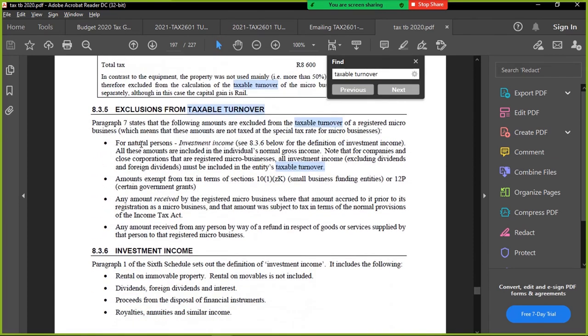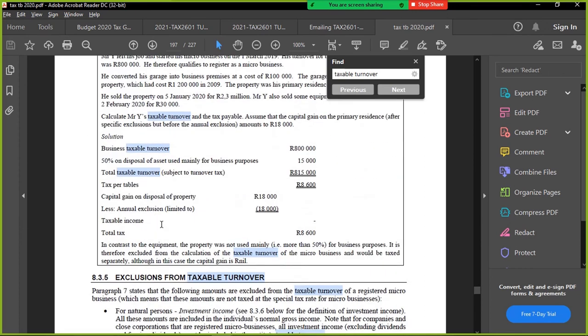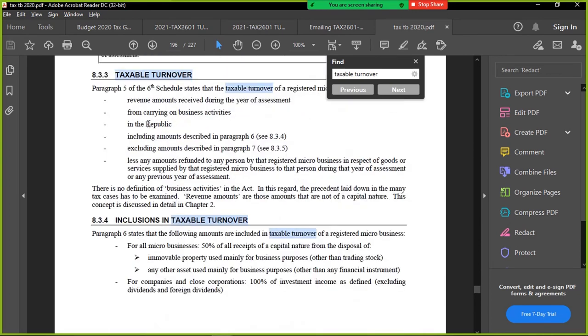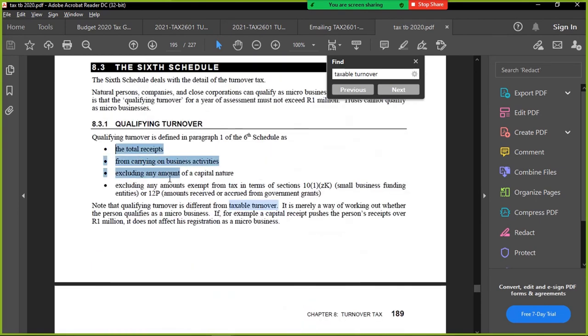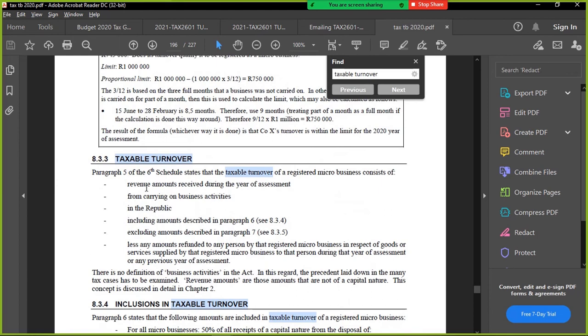Okay, you exclude for natural persons investment income, any amounts received or accrued in terms of registration of micro business. This is for prior to, and then this is received in respect of a person that's registered. So that's something separate as well. Right, so it's quite a straightforward definition. You could probably use this one or that one.